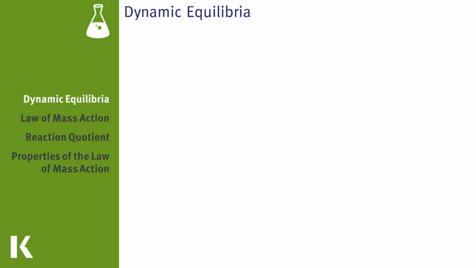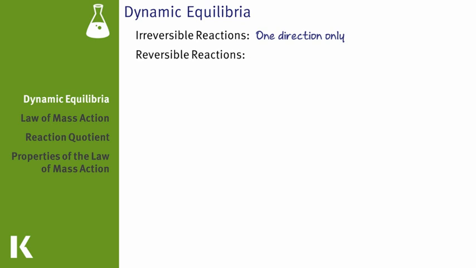First, we will explore dynamic equilibria. A lot of the time in chemistry, we like to assume that reactions are irreversible, which means that reactants form products, but the products cannot revert back to the reactants. With equilibrium, we must realize that most reactions are reversible. Reactants can form products, and products can form reactants.